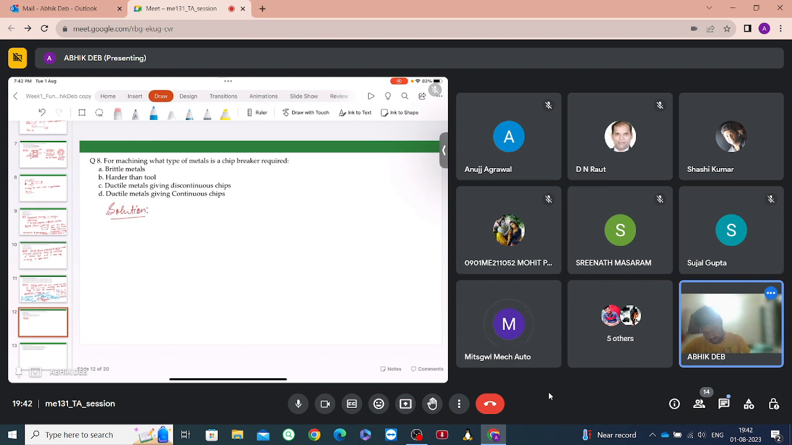So what happens in case of brittle metals? Sir, the discontinuous chip is formed. Okay. And if the metal is harder than the tool? Sir, there is no machining. Yes, exactly. And in what cases can the ductile material give discontinuous chips? Sir, if the feed rate is too more. Yes, and what kind of chips are discontinuous?